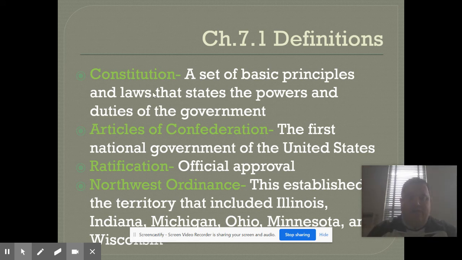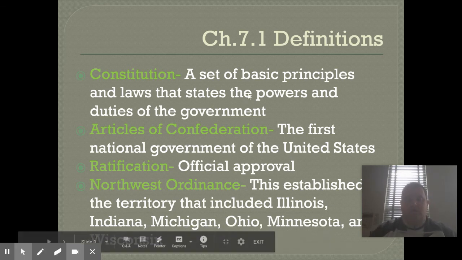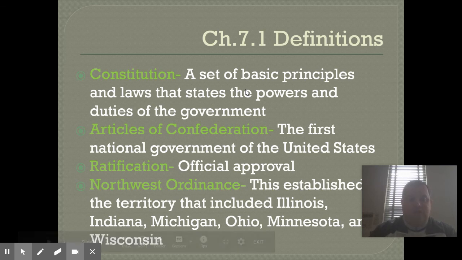Okay, and in the definitions for chapters, you can ignore the chapter 7.1 definitions, but these are some important words that you're going to want to know for the chapter. Constitution is a set of basic principles and laws that states the powers and duties of the government. Okay, so the Constitution, supreme law of the land, we still have it today. That is basically the set of procedures and laws that we have to follow as citizens and that the government has to follow. Okay, so it specifically states the powers and duties that government has.